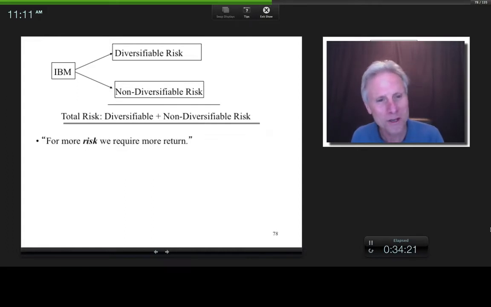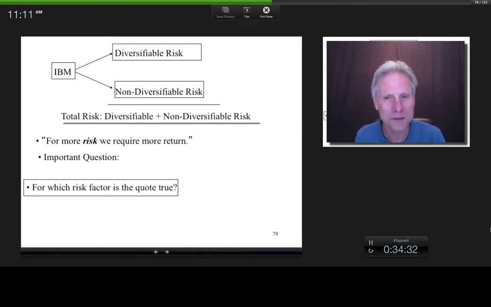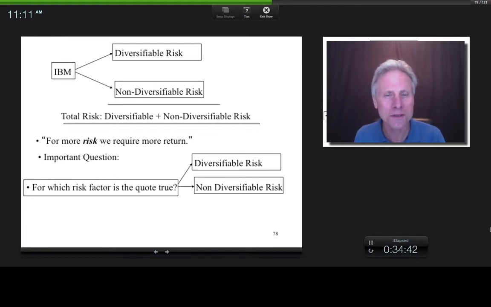So here's the main point. When it comes to that question, this is the pricing question, right? For more risk, we require more return. What I want to know is, well, for which risk factor is that true? Should I say for more diversifiable risk, we require more return? Should I say for more non-diversifiable risk, we require more return? Or should I say for more total risk, we require more return? What do you think?